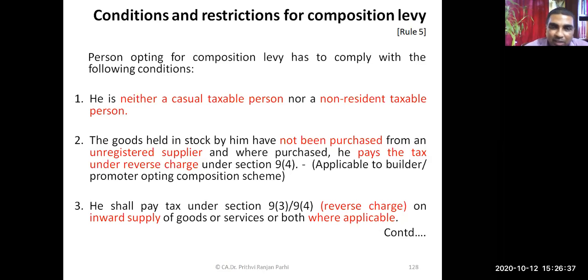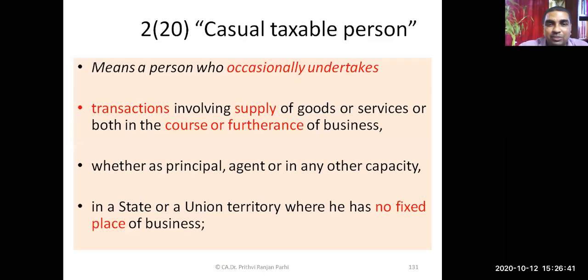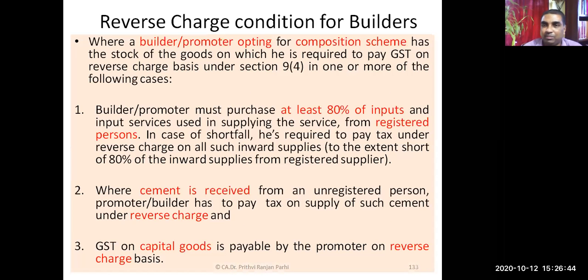To understand these conditions, we have to understand the GST provisions which are applicable to the real estate sector. And this concept we have learned earlier. When some builder or promoter working in the real estate sector is opting for composition scheme, he has to ensure these conditions again. What are the conditions? At least 80% of the inputs should be purchased, or 80% of the input services should be availed, from registered dealers.